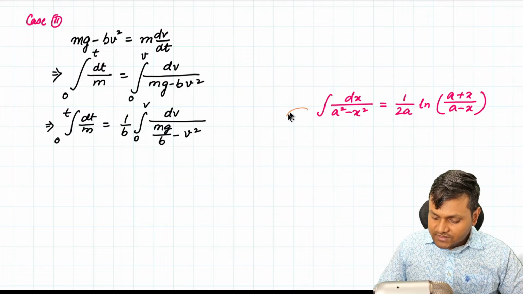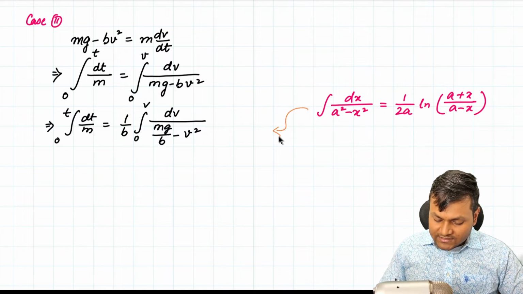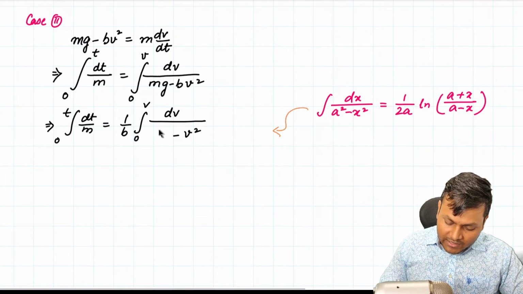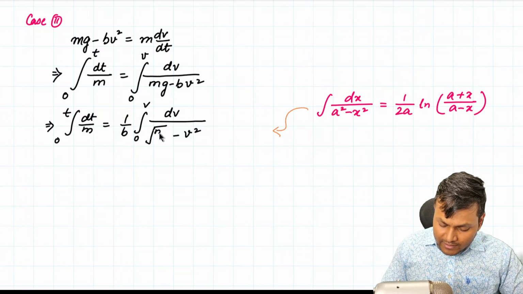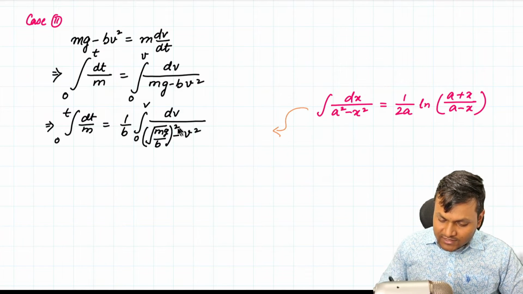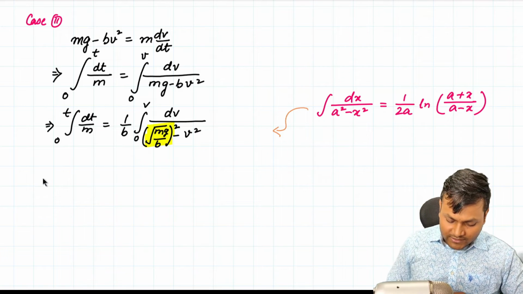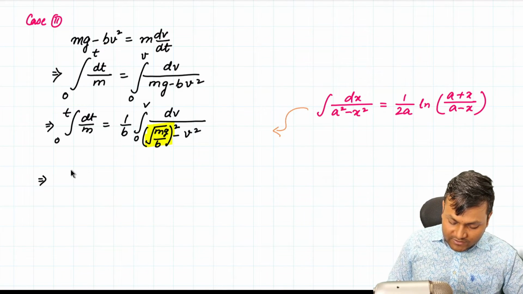So if I use this expression here, then instead of us having mg upon b, I can say that we have here a root over mg upon b square. Then this will replicate a square minus this x square term that I've written in the right hand side. So this is nothing but what? The left hand side is just t upon m.